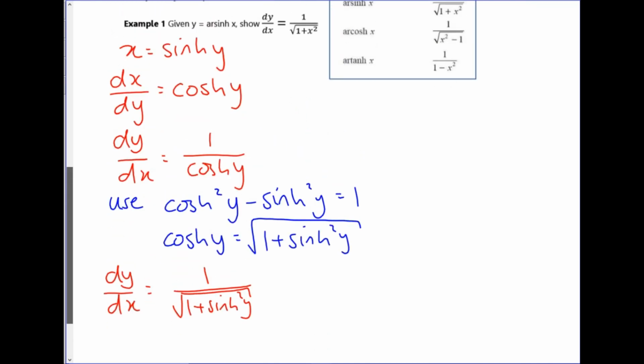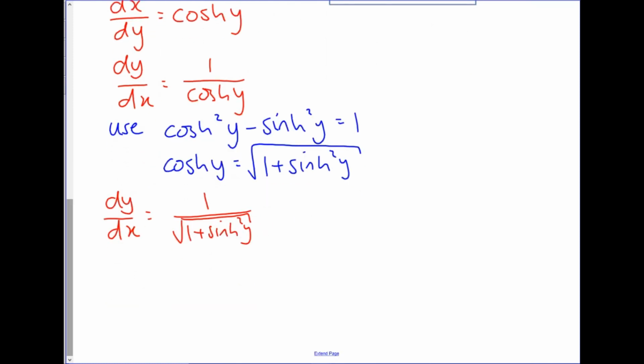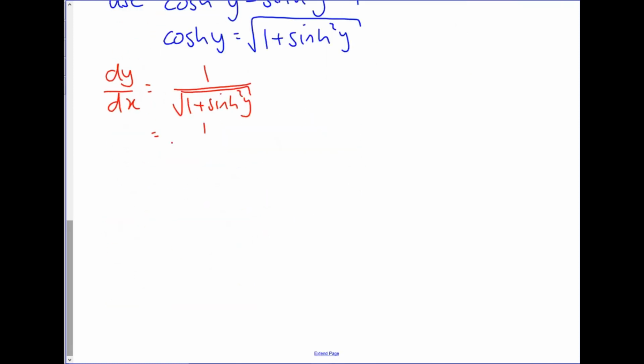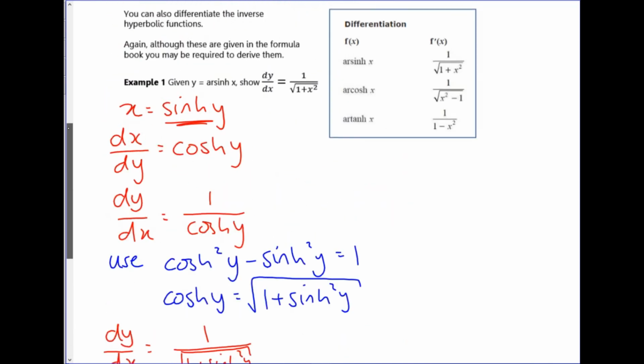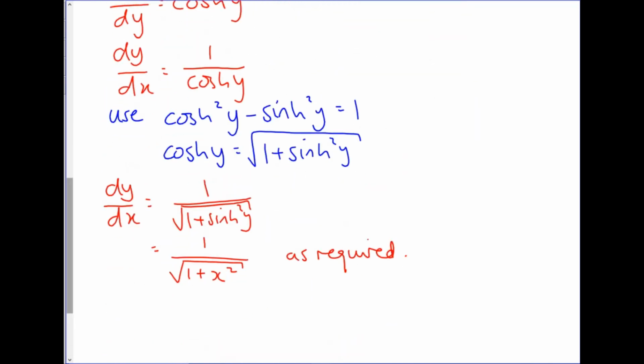Finally, going back to the start, sinh y is just equal to x. So I can swap sinh y in here for x. So 1 over root 1 plus x squared. Okay. Like that. You can also do the same for cosh. You can do the same for tanh as well, or arcosh and artanh. To get those results, they may ask you to do that, but it's all the same sort of thing.